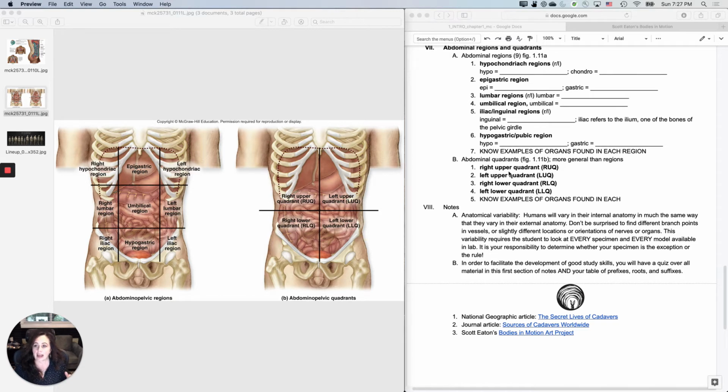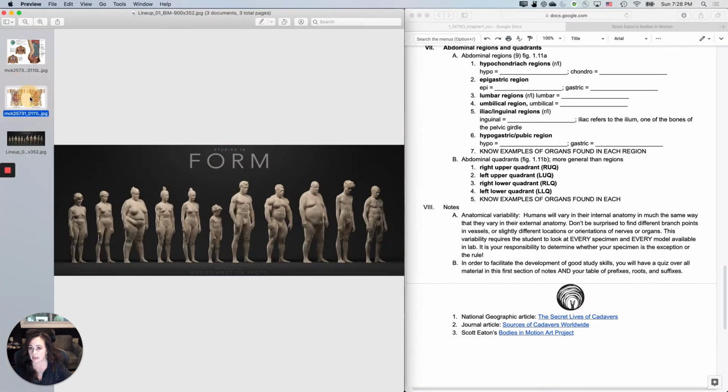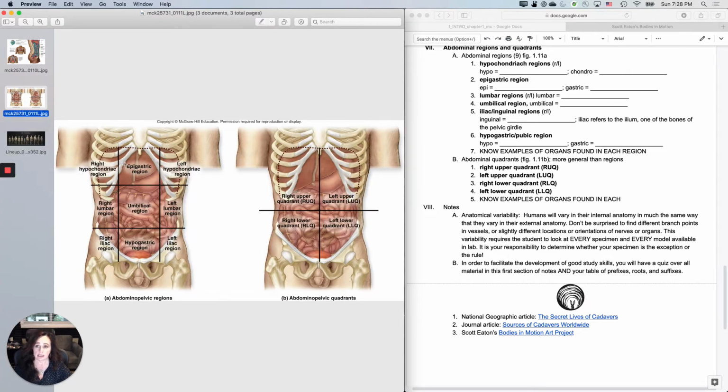The way that this is commonly done is that there are regions and quadrants that describe the abdominal area, okay? So let's talk about the regions first, and let's talk a little bit about the meanings of the words. If we are talking about the abdominal regions, you are going to make three columns. You are going to have a right and left on each side, right? And then you're going to have a column that goes down the middle.